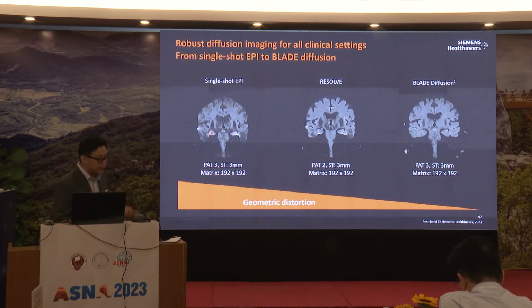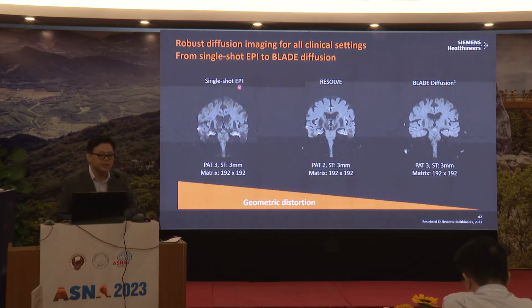However, we have invented another segmented diffusion sequence we call RESOLVE. With RESOLVE, instead of having a single shot, one straight way to read out the signal, we segment the k-space, making each readout shorter, so that there are fewer phase encoding errors in the readouts. However, still not ideal. You still can see there's some piling up artifact as well as distortion.